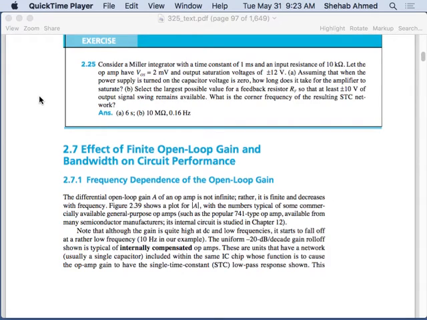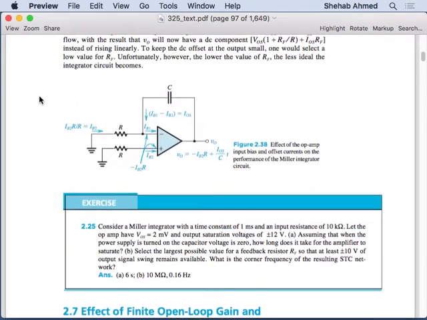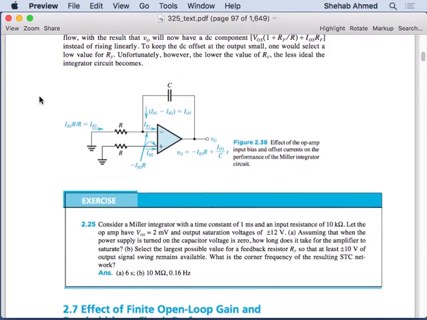That the effect of the finite gain on frequency, or the dependence of the finite gain on frequency. So we finished the effect of offset voltage and bias currents on the op-amp output, and we saw ways to treat or to deal with bias currents and offset voltages. With the offset voltage, we saw that fine.